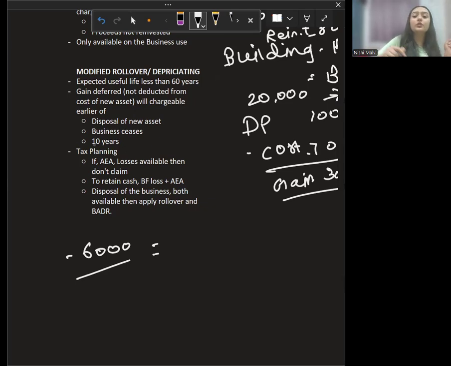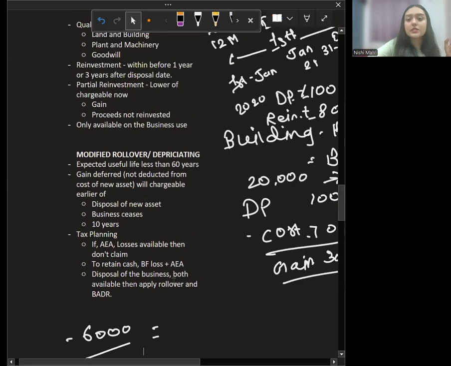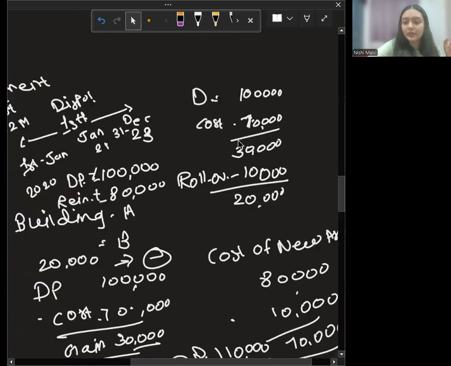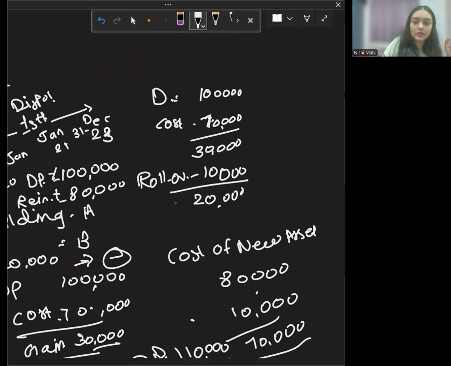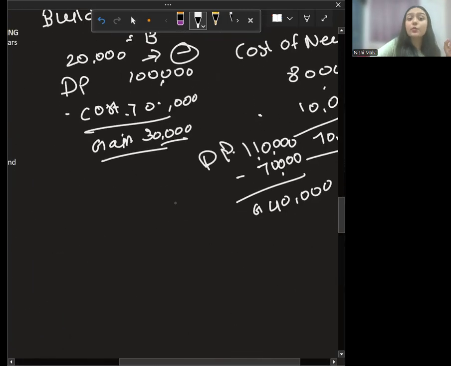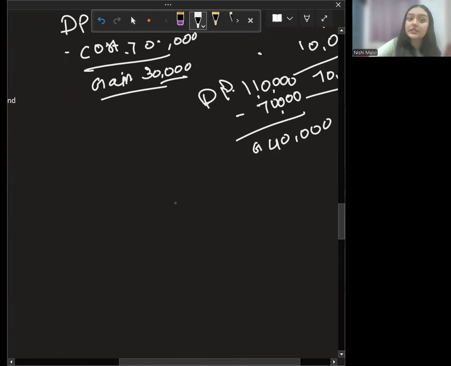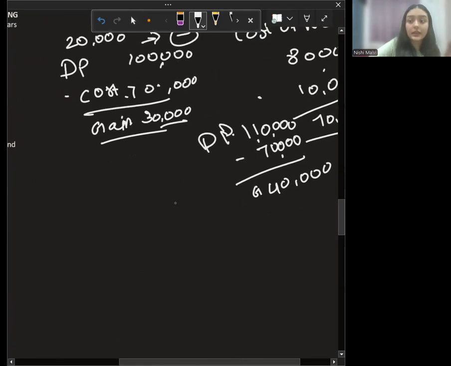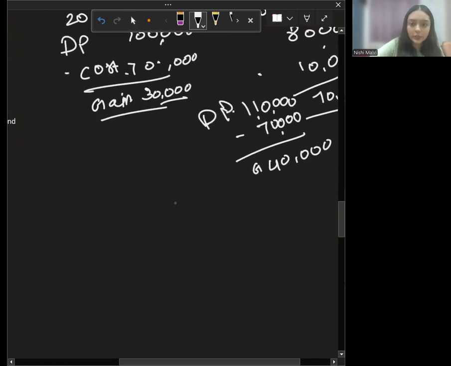Now, one more thing. Suppose someone wants to retain cash and not have it chargeable. In the example we took, you have 20,000 chargeable now. Suppose someone wants to not have any money chargeable, but still wants to keep the cash on hand, that is, the proceeds not reinvested. Then what can they do?